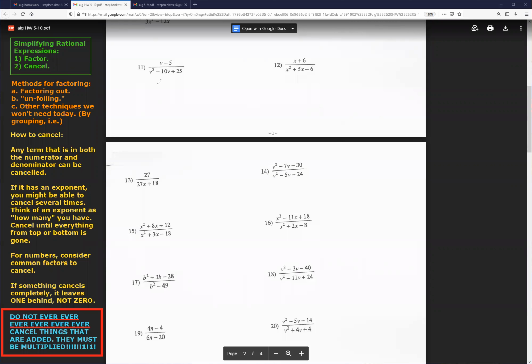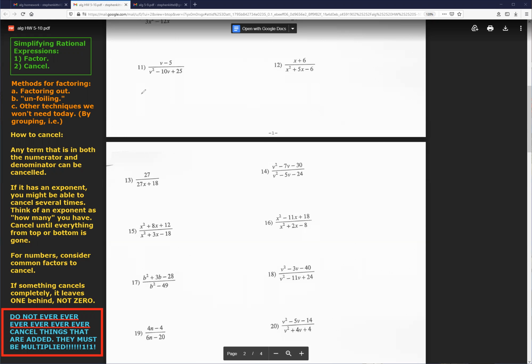So 11 is going to be trickier because our factoring is going to be a different kind of factoring. We're going to do the opposite of FOIL. We're going to be asking what can we multiply to make v squared minus 10v plus 25. There's no common term, right? V squared is just a v. There's no v in 25. 25 is just a number, but there's no fives in v to cancel with. So there's no factoring out that takes place.